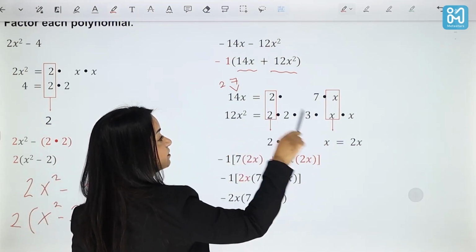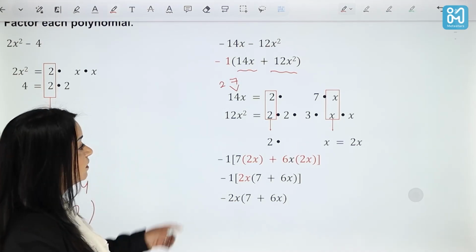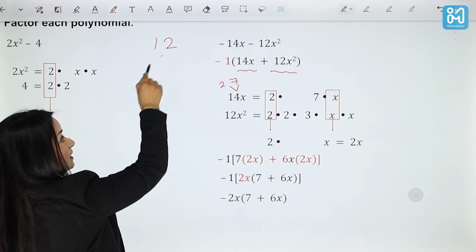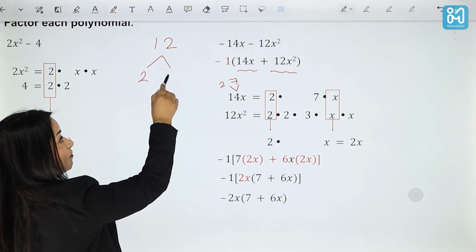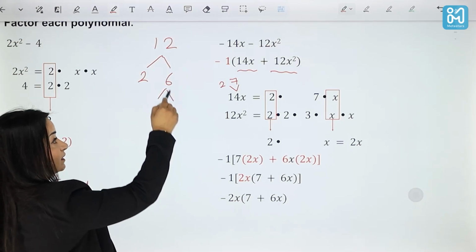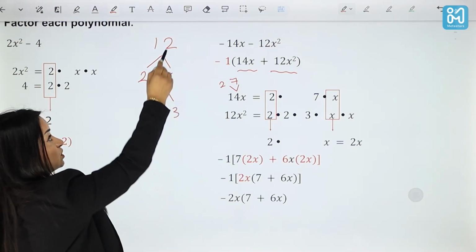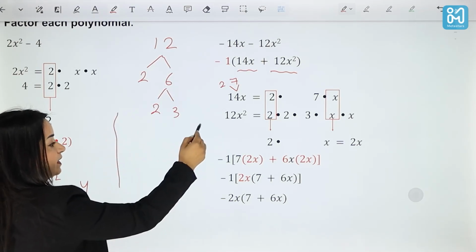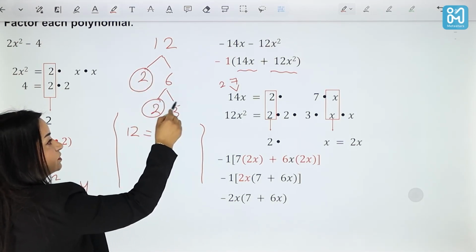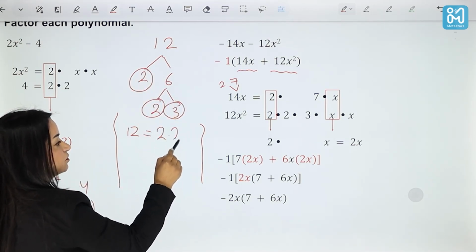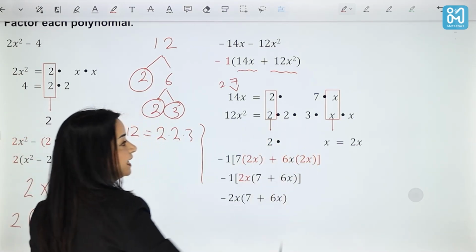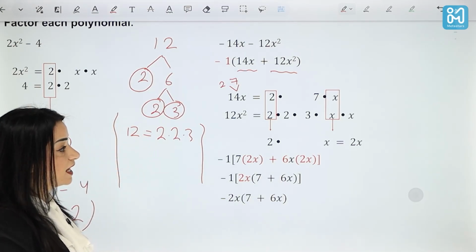Now 12x squared. Let's start with the 12. 12 is equal to what? I can write it as 2 multiplied by 6. Then 6 is 2 times 3. So 12 is equal to 2 times 2 times 3. And x squared is equal to x times x.